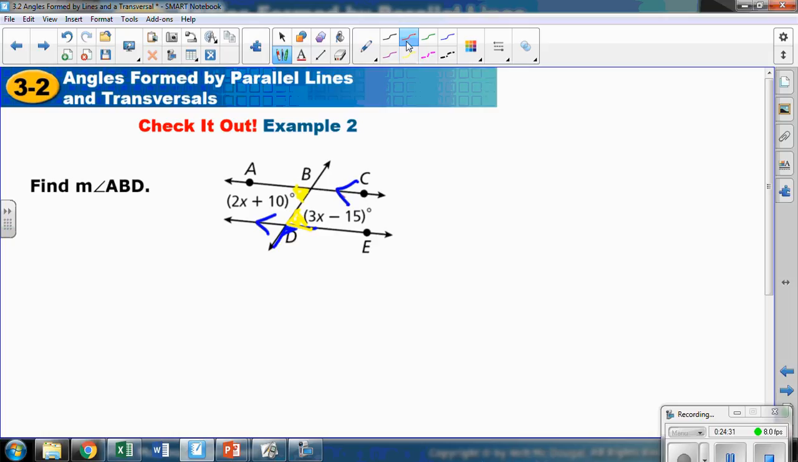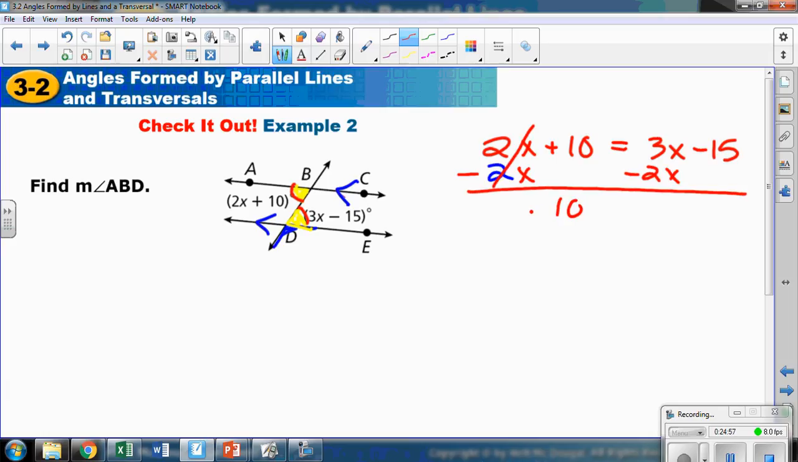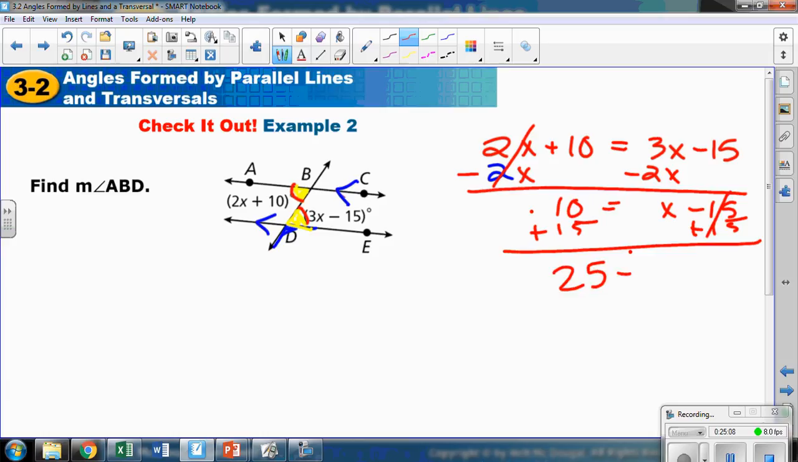Just looking at them, we should be able to see, oh, those are supposed to be the same. Those are supposed to be congruent. And in fact, because they are alternate interior angles, we know that's the relationship. We would have to recognize these two things must be equal. So we'll solve the equation then. Subtract off 2x. After that, we'll add on 15. And solving the equation, x is 25.